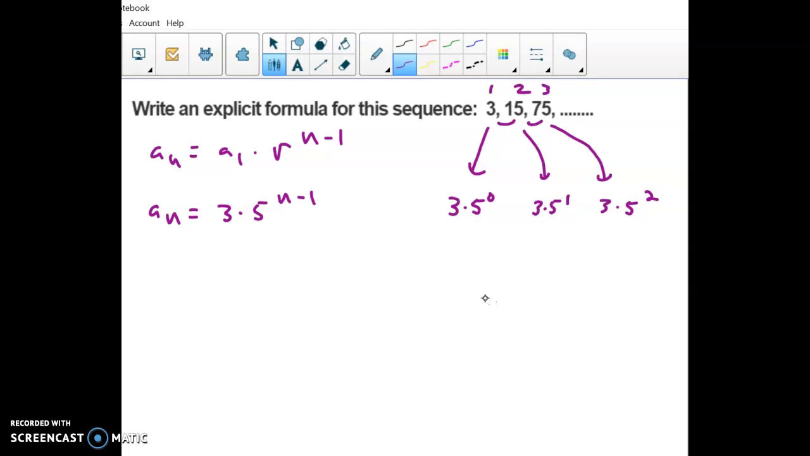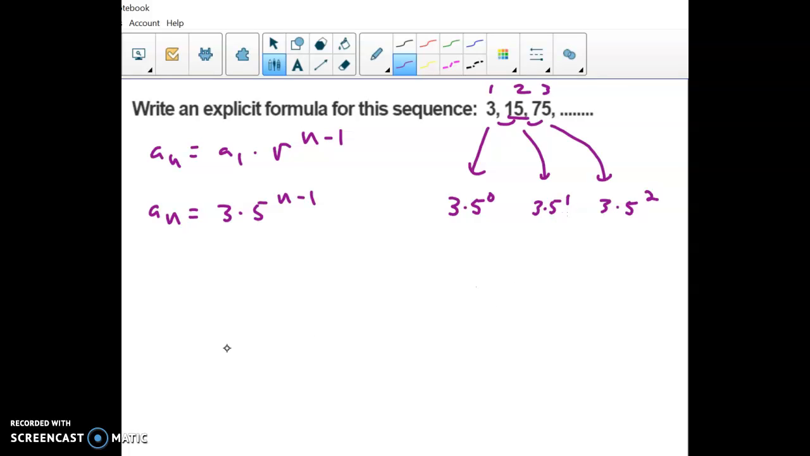So the idea is that this power for the first one is 0. If n were 1, we'd need to do 1 minus 1 because we want this 3 to be 3 times 5 to the 0. Similarly, we've only multiplied by 5 once on the 15, so that's why we have to do 5 to the 2 minus 1 power, because it's really just 5 to the first.